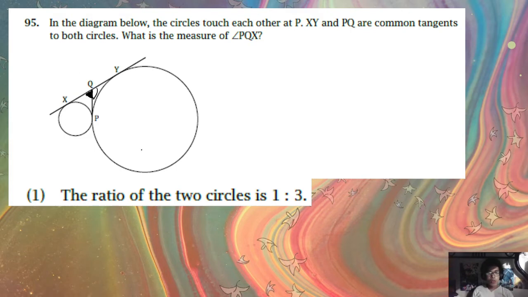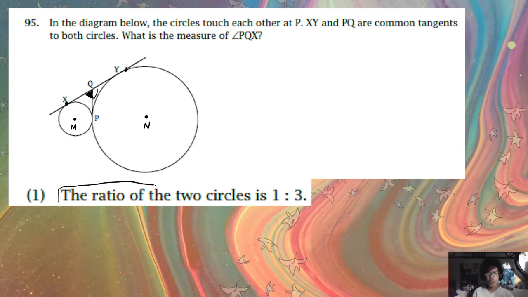For this problem, we can see two tangent lines. We have XY and then QP, and they are common tangents to both circles. So what theorems about tangents can help solve this problem? First, we can create a center for both circles. For the small circle, it's going to be point M, and for the big circle, it's going to be point N. Now we have a clue to solve this problem.